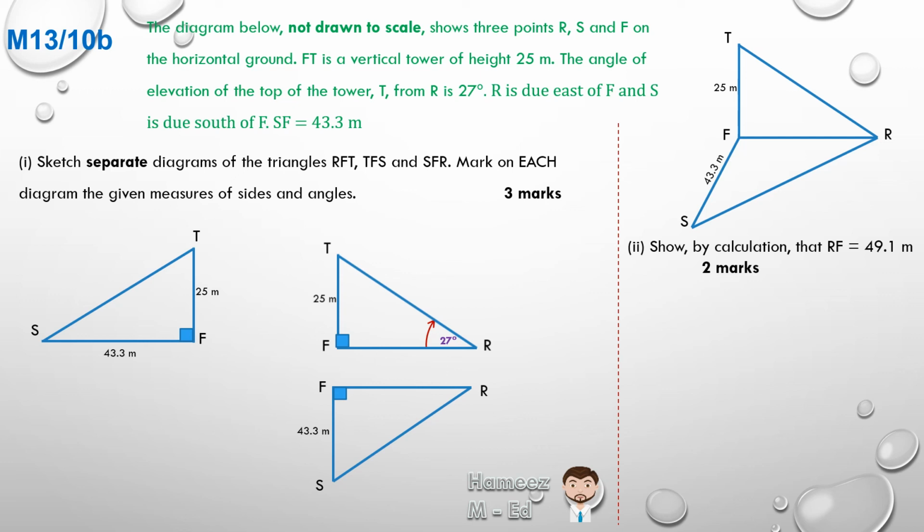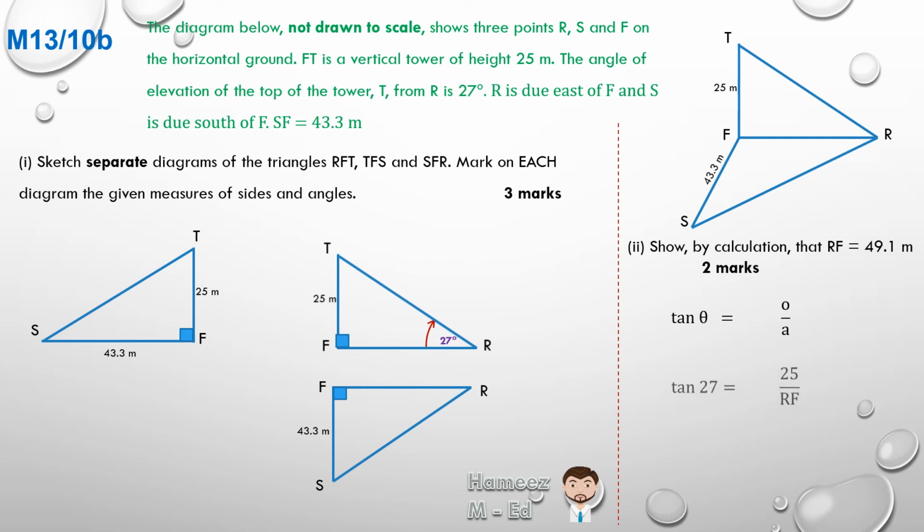Now, if we look at the lower triangle, apart from being a right angle, we only have one piece of information. So it's insufficient to use that. But if we use the first triangle we drew, triangle RFT, we have two bits of information. We have an angle and we have 25 meters, which is the opposite. And we want to find RF, which is the adjacent. So if we have O and A, we can use tan theta is equal to opposite over adjacent. And we can substitute because out of those three things in the formula, we know two of them.